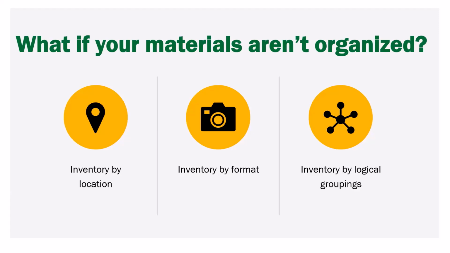Or maybe you want to rescope your inventory and just inventory by format. For example, again, maybe you're just looking at your photographs. Or you can determine some logical groupings among your materials. Maybe those are materials that came in together. You got them at the same time, or they came from the same donor. They're created by the same person, or they're about the same subject matter. You can use those logical groupings as a jumping off point for your inventory. And then maybe some of those groupings can help you determine an organizational structure moving forward.